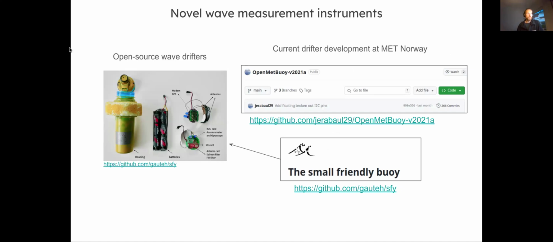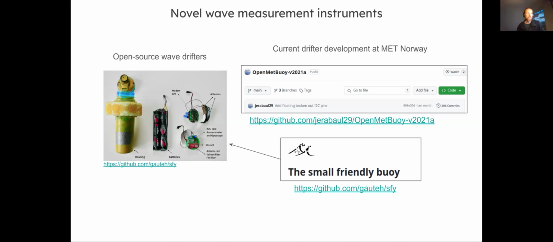So currently at Met Norway, there are two pretty closely related open source wave drifter projects under development. I should give full disclosure here that I'm not personally involved in developing these instruments, but the original wave drifter is called the Open Met Buoy, or the OMB, and it uses the Iridium satellite system for transmission, so it can basically be deployed anywhere in the world.